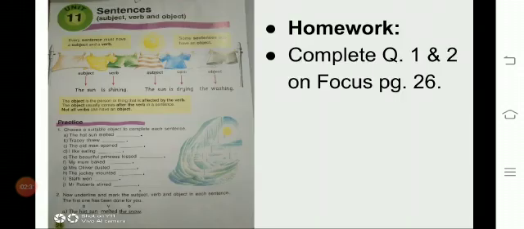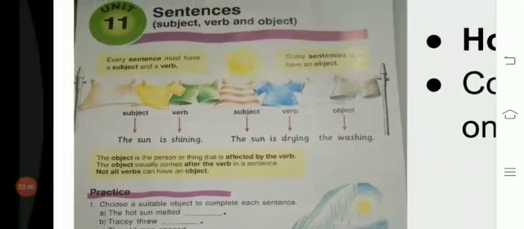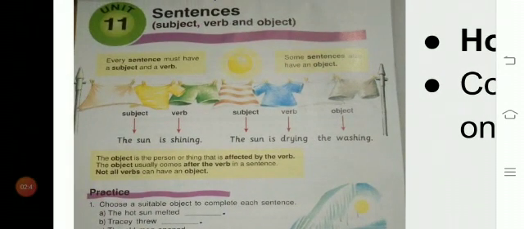Now you have to open your focus grammar books, your focus page number 26, and then we will see what is written on the top. Sentences, subject, verb, and object. Every sentence must have a subject and a verb. First of all, you should understand this thing that every sentence must have a subject and a verb. It is a must.